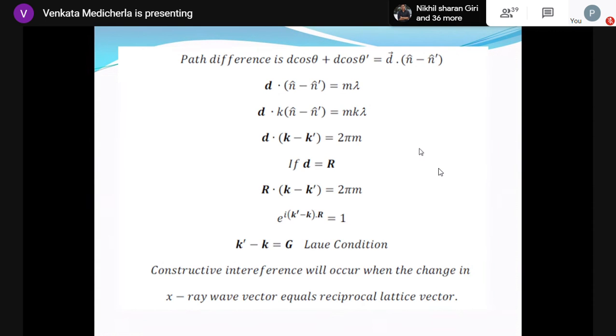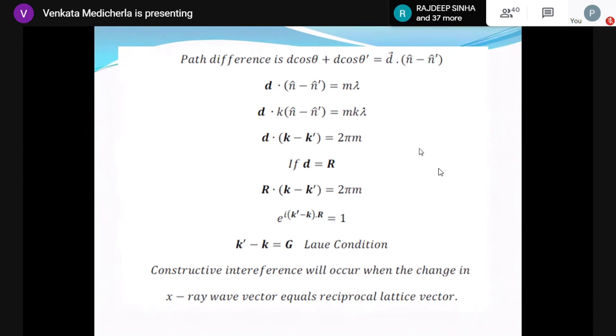D is the vector connecting 2 points, right? That is nothing but a lattice vector actually. So if I put d equal to R, then R dot (k minus k prime) is equal to 2 pi m. If you want to write it in the exponential form, when you have 2 pi m, e power i into 2 pi m is 1, right? e power minus i into 2 pi m is also 1.